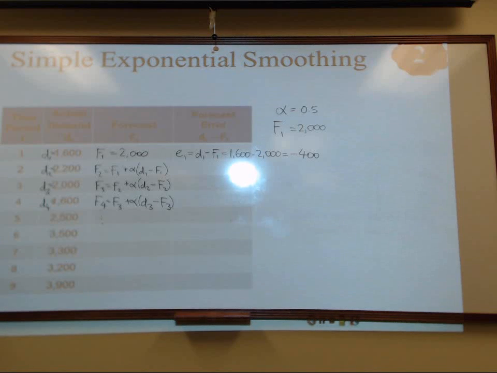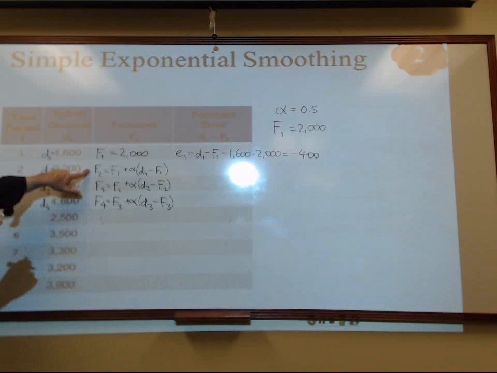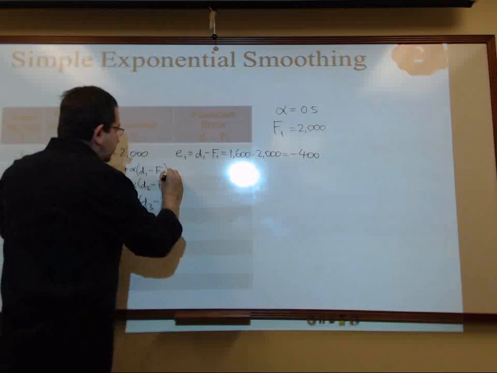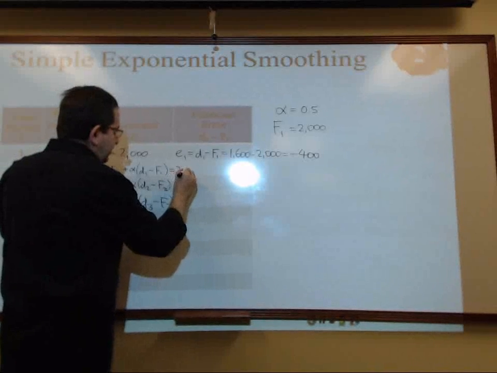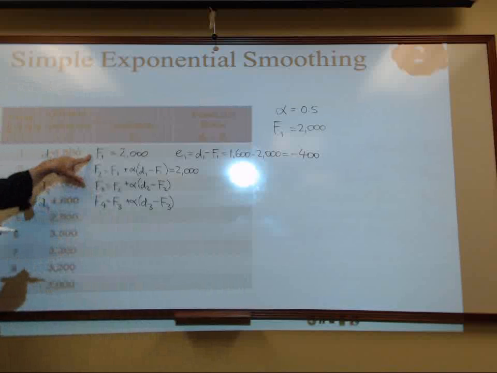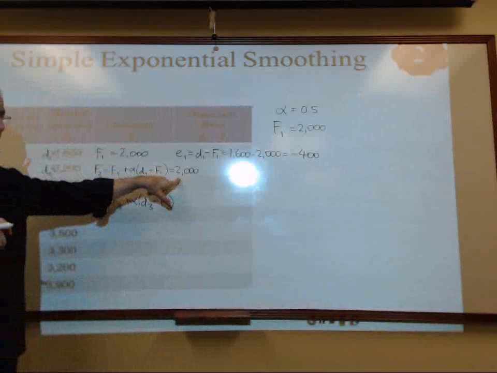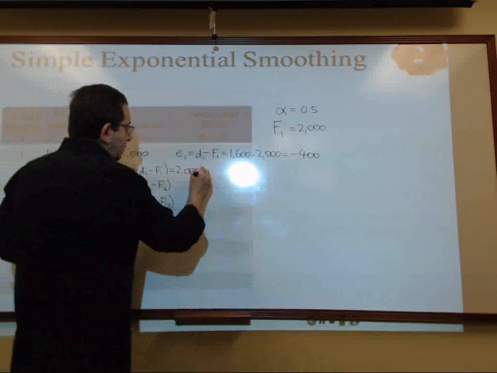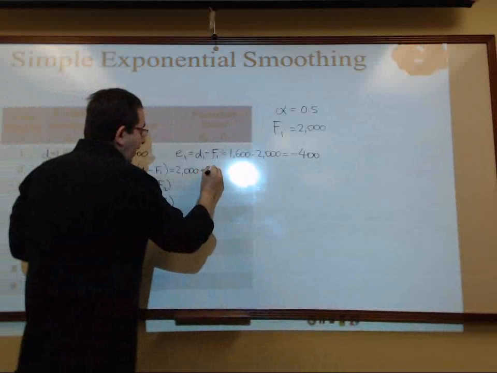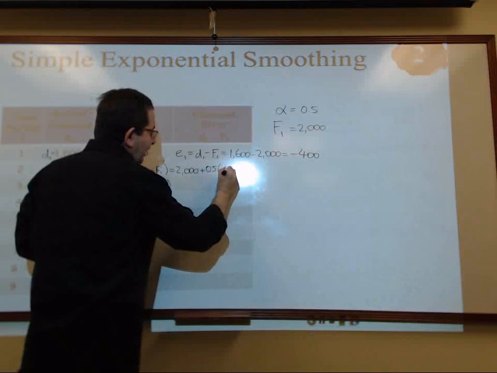So let's plug in the numbers. For F2, my forecast will be 2,000, because F1 was 2,000, plus 0.5 times minus 400.